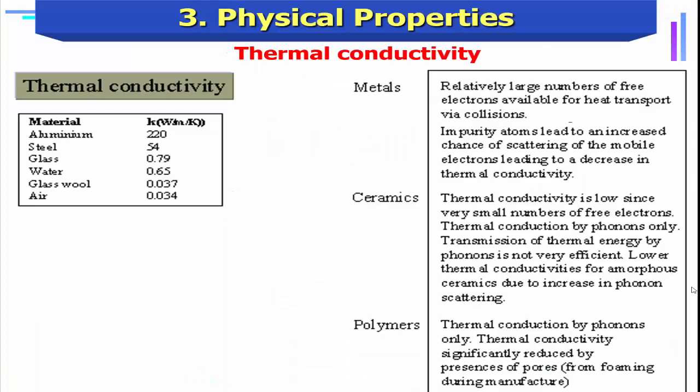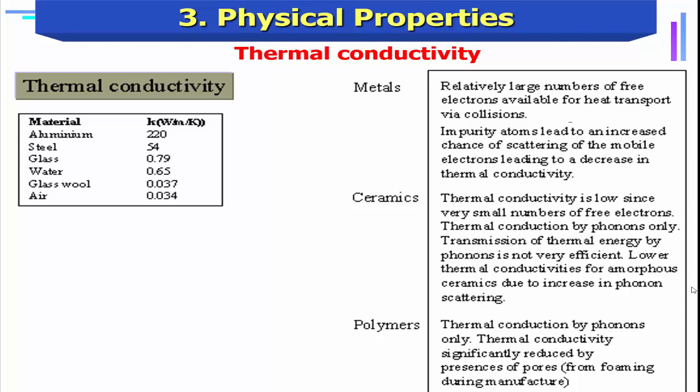So for the thermal conductivity, we have 3 elements: metals, ceramics, and polymers. For the metals, relatively large numbers of free electrons are available for heat transport via collisions, and impurity atoms lead to an increased chance of scattering of the mobile electrons, leading to a decrease in thermal conductivity.